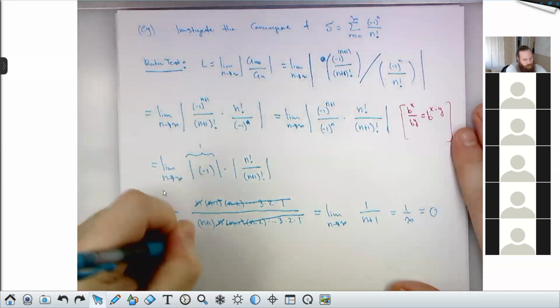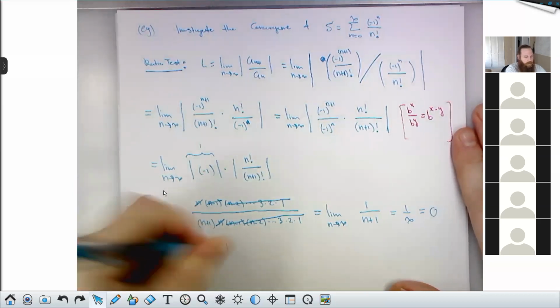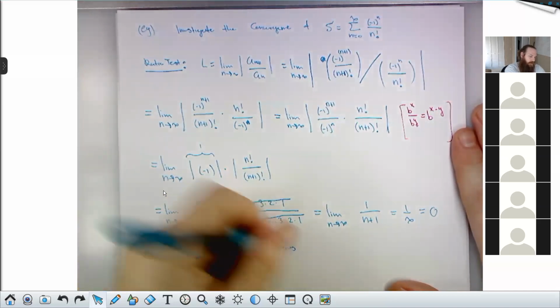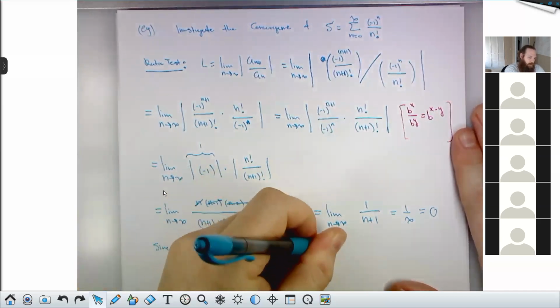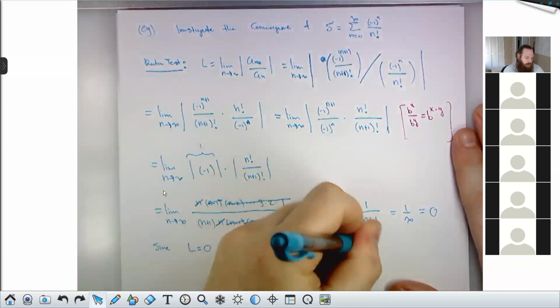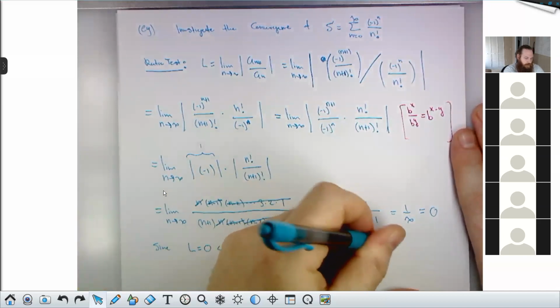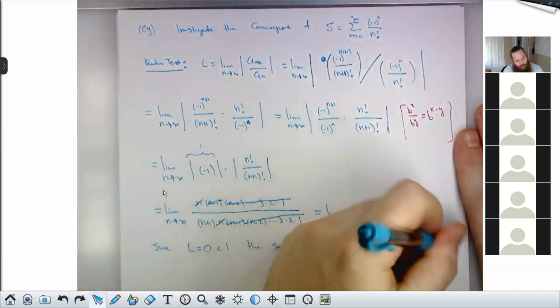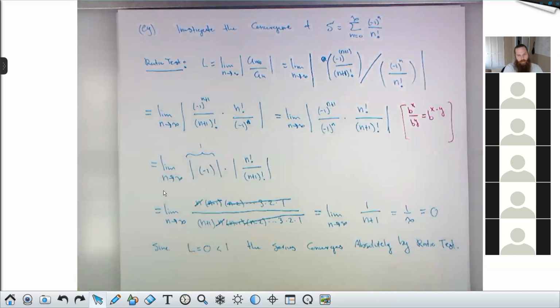Since L is equal to 0, which is less than 1, the series converges absolutely by the ratio test. And that's job done.